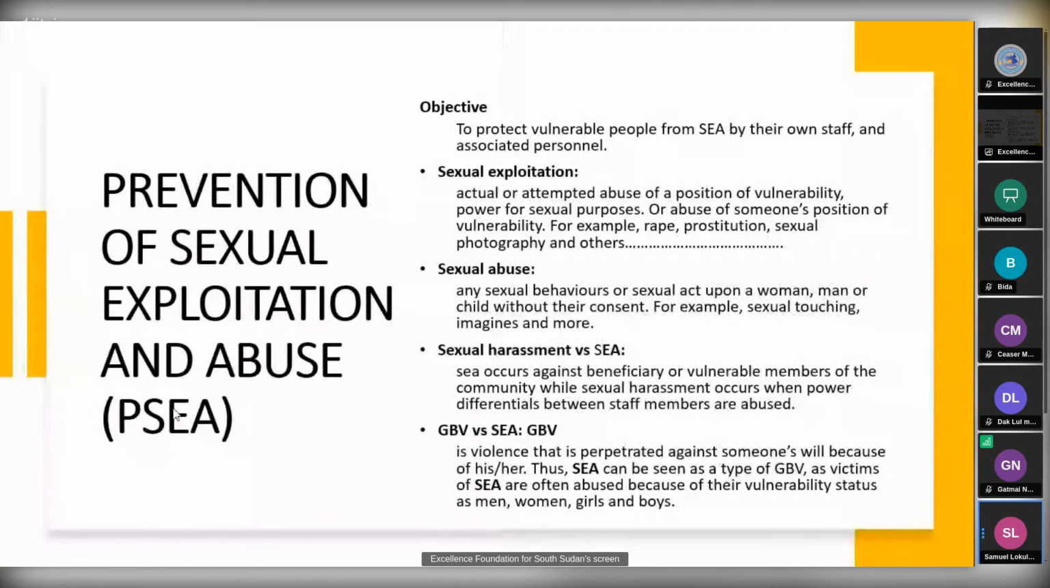So the other item here, we are looking into sexual harassment versus SEA. Sexual harassment differs from SEA, which occurs between partner workers and beneficiaries or vulnerable members of the community, the people you're providing services to. Sexual harassment, however, occurs within the organization.